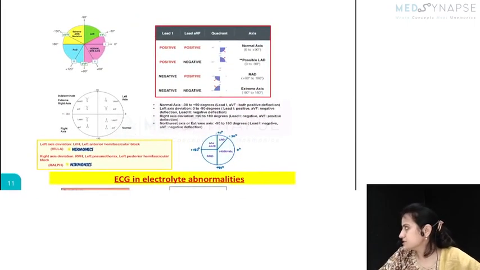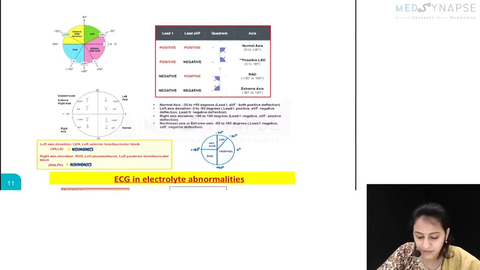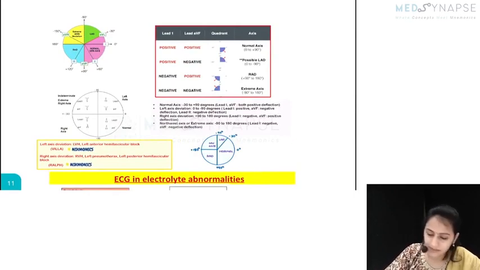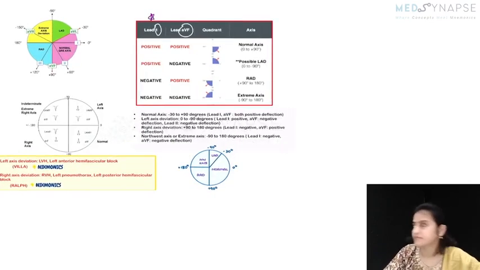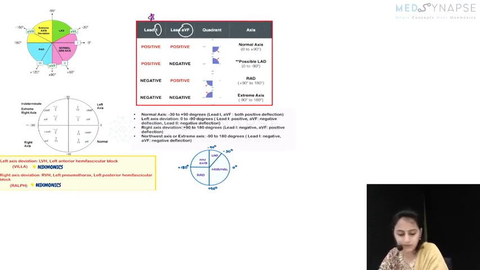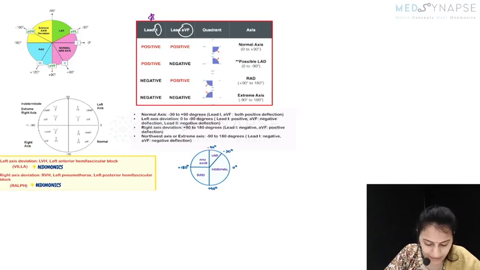Now in the ECG, the axis deviation, what leads are used to determine the axis? The lead 1 and the lead aVF. Right, lead 1 and aVF, or lead 1 and 2 can also be used. 1 and aVF or 1 and 2.